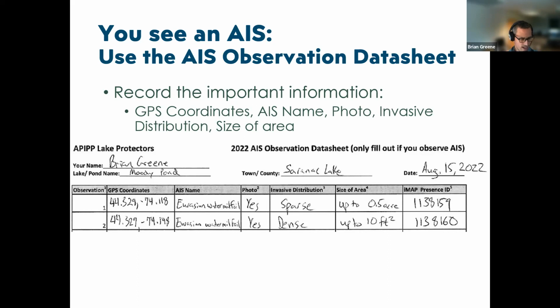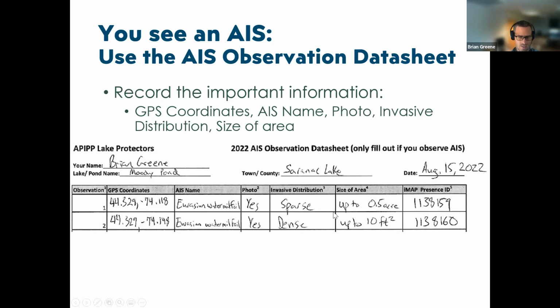So it's pretty straightforward. It has basic information about your name, the pond that you're on, what town or county it's in, the date that you went out. And then for each observation, you need to put down the GPS coordinates that you can get from your smartphone or a handheld GPS or a boat GPS, what the species is. Did you take a photo of it? So yes or no. And then the general invasive distribution. This is how the species looks on the water, and these are the general categories of trace, sparse, dense, large bed, linear, scattered, trying to say how you describe it and see it.